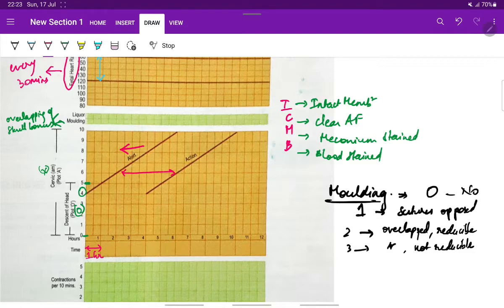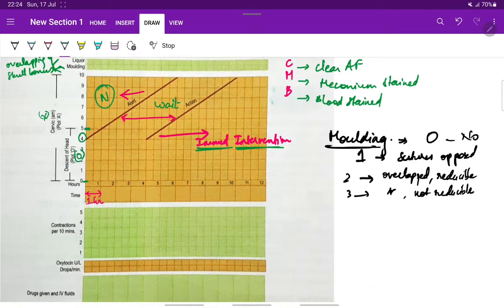We can wait till it reaches the action line by proper monitoring, and if it crosses the action line, it means we need immediate attention. We should do immediate intervention by performing C-section. So, left of the alert line is normal. We can wait till the alert and action line. Once it crosses the action line, we should do immediate intervention.